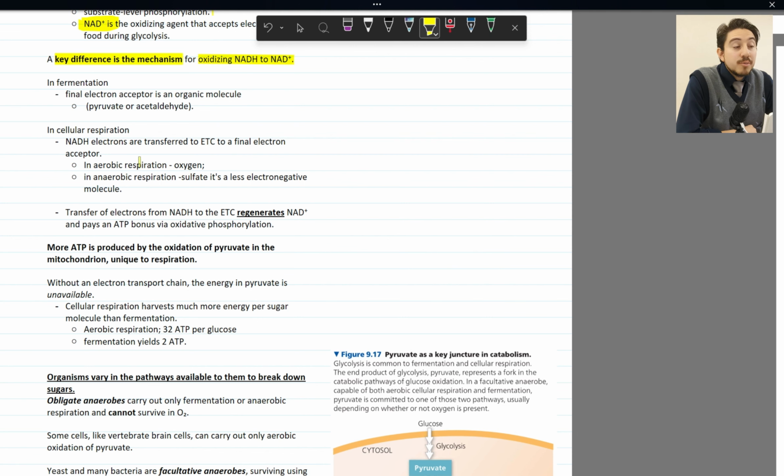So for aerobic respiration, you have oxygen. For anaerobic respiration, you have sulfate. Okay, so make sure you understand that. What are the key differences? And the point is regenerating NAD plus. Okay, regenerating NAD plus.